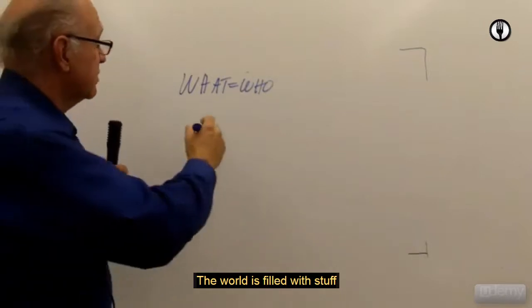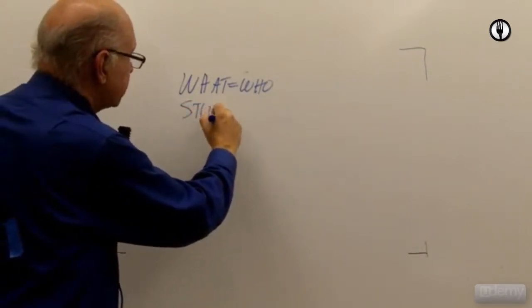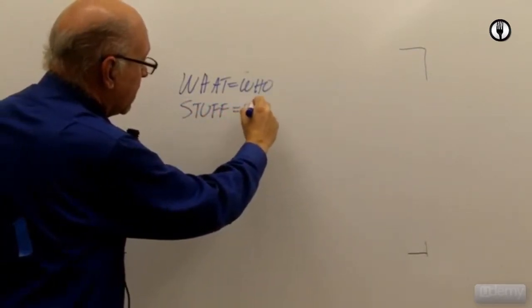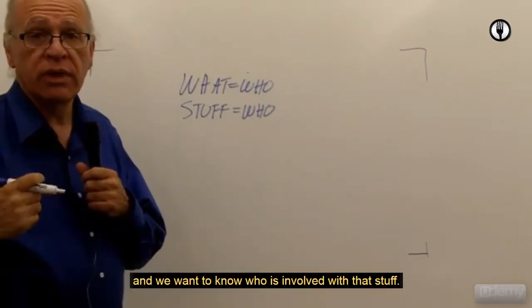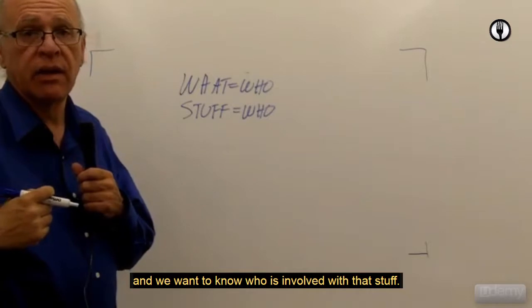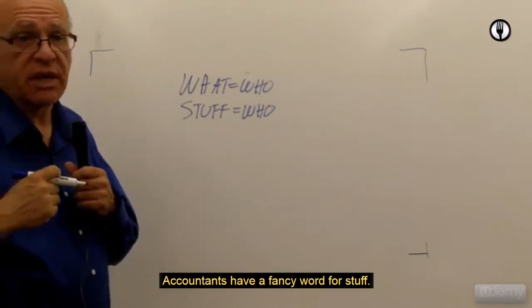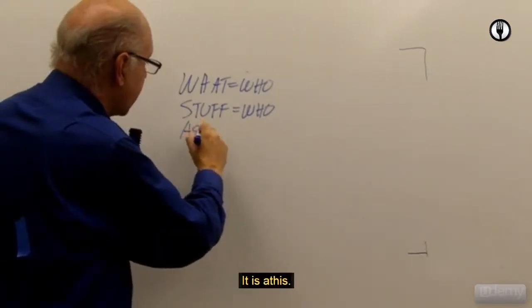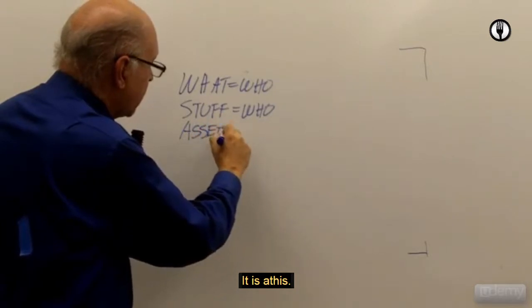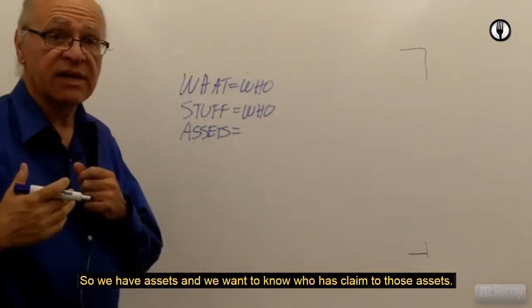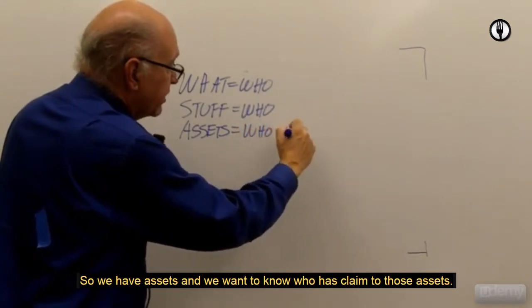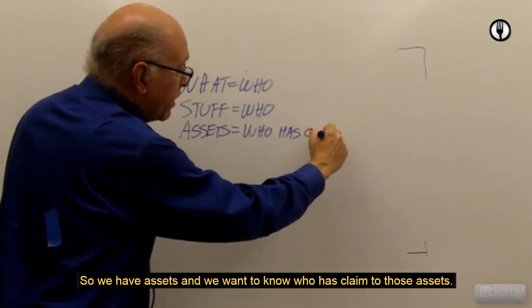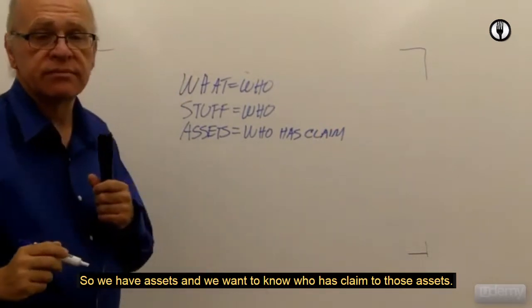The world is filled with stuff. And we want to know who is involved with that stuff. Accountants have a fancy word for stuff. It is assets. So we have assets, and we want to know who has claim to those assets.